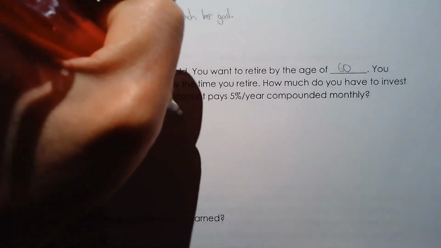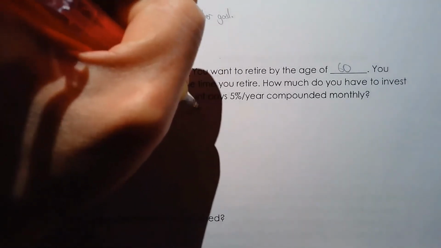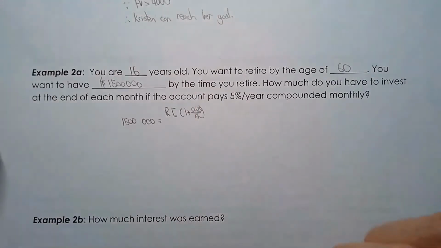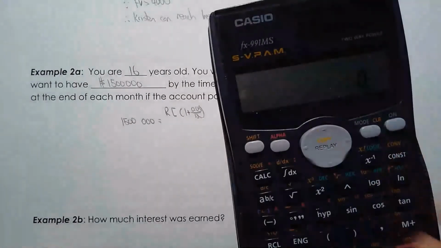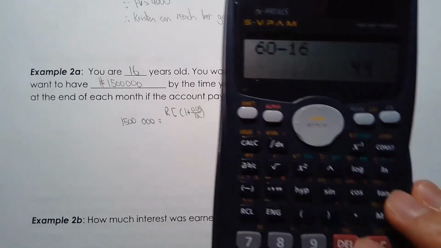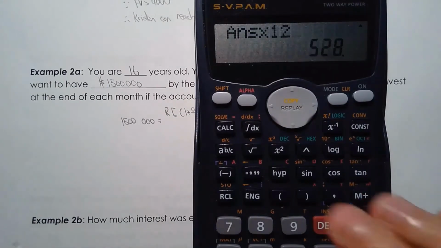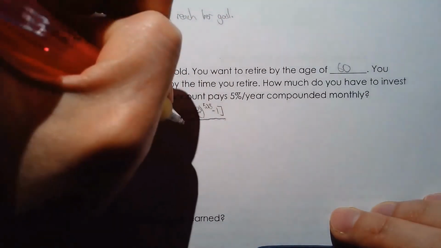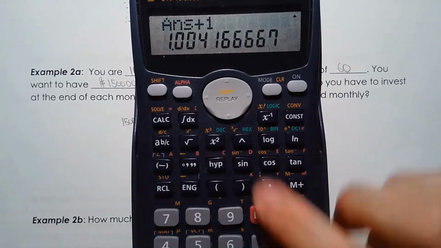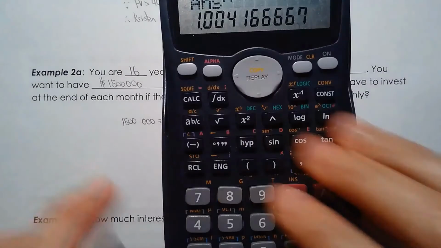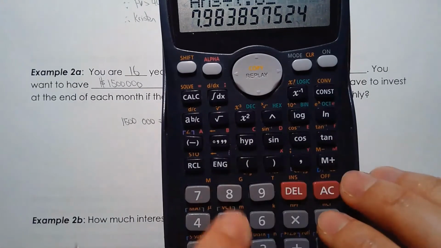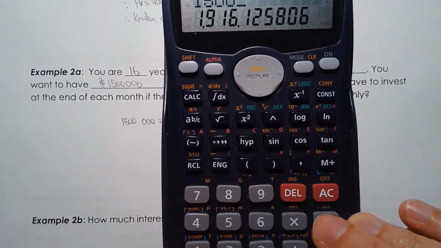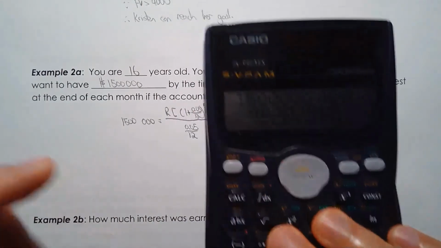So 5% per year, compounded monthly. Wow, there's a lot of compounding periods. So let's say you just turned 16. We're looking at 44 years times 12. That's 528 deposits or payments, right? 44 years, 12 times a year. Okay, so 0.05 divided by 12 plus 1, what was it? 528. Ooh. Okay. Ooh. So we're looking at $782 a month.